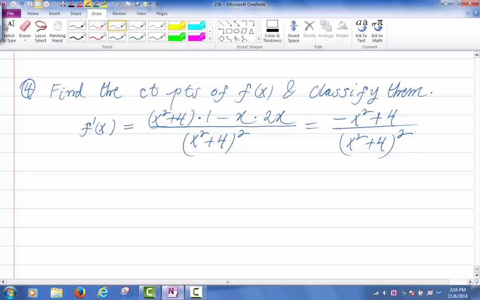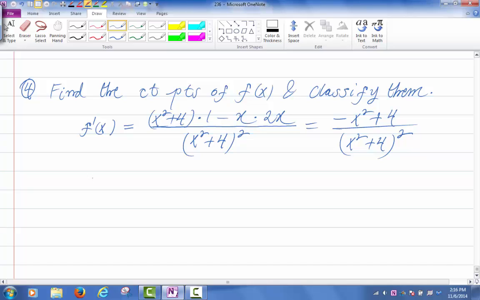Notice that you cannot cancel out. You might overlook that. Sometimes students make a mistake and say that x squared plus 4 and x squared plus 4 cancel out. But this is not the negative of that whole quantity. This is just negative x squared plus 4, that is 4 minus x squared, not 4 plus x squared. Okay, so be careful with that. You cannot cancel out here. And so that's the first derivative.